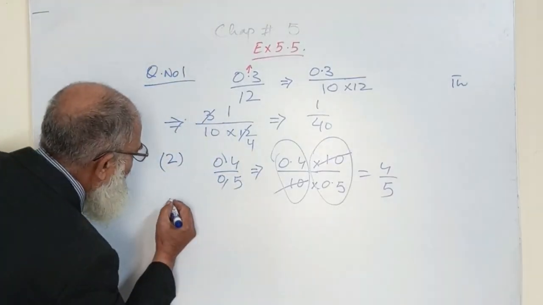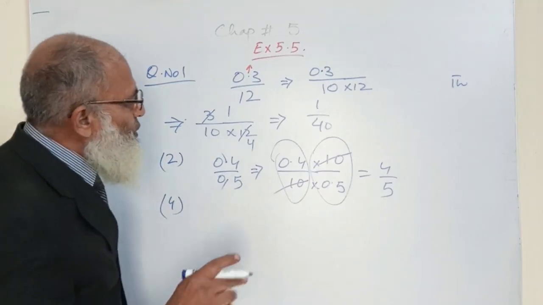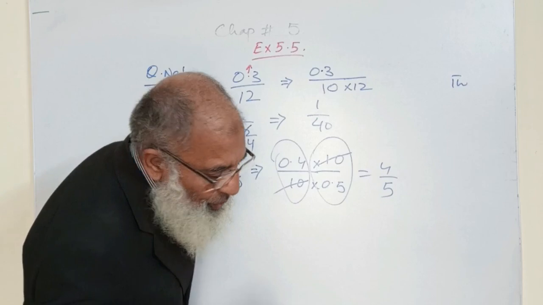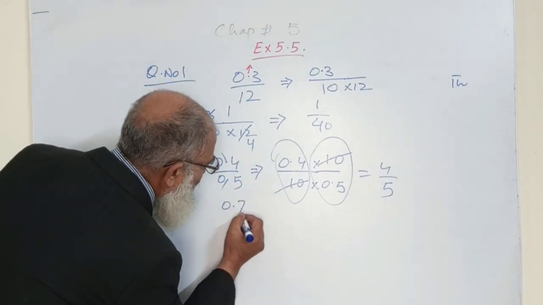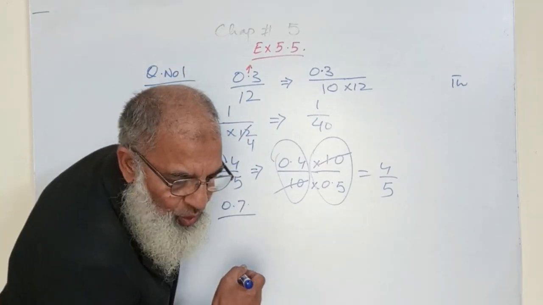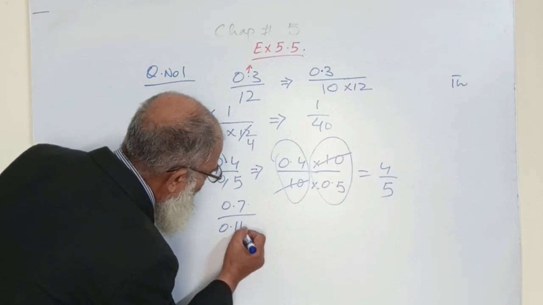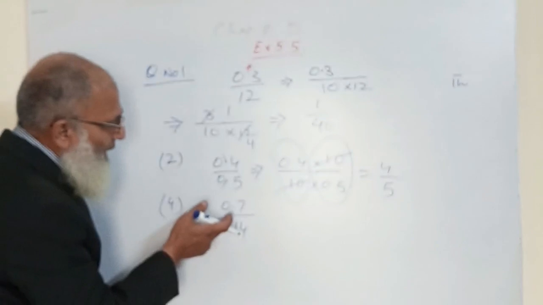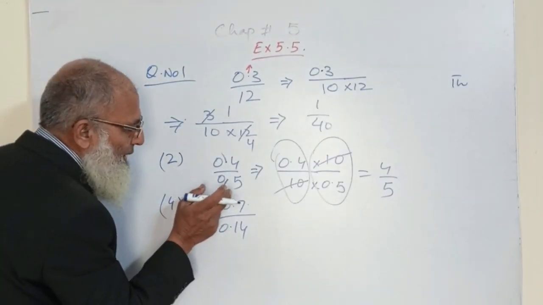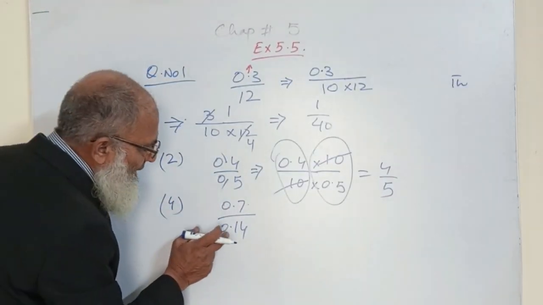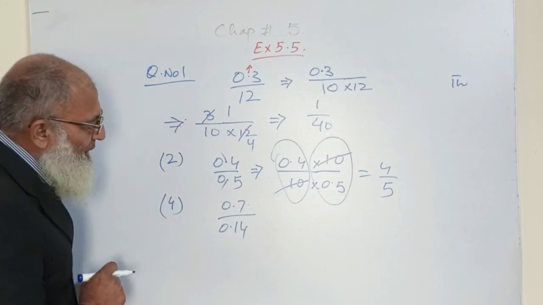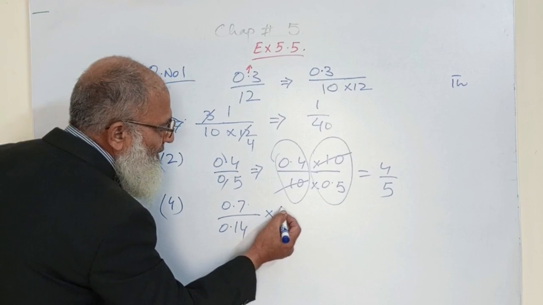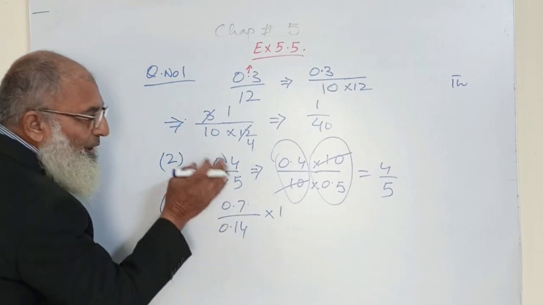So question number 4 is 0.7 divided by 0.14. Now again you see that the decimal in the numerator is at one place and in the denominator it is at two places. It is very easy. You just place 1 over the decimal.